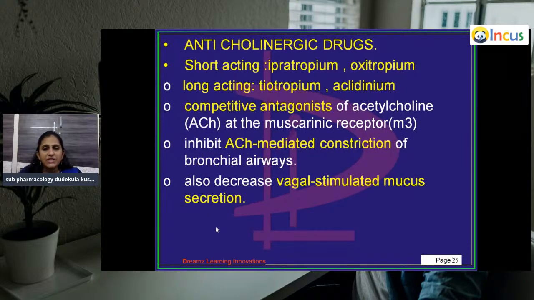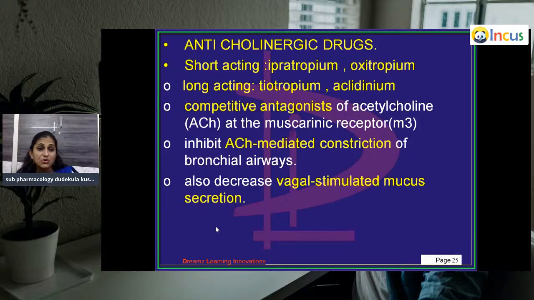Now comes the next drugs, that is antimuscarinic or anticholinergic drugs. The parasympathetic innervation present in bronchial smooth muscle acts through the M3 receptor. By blocking this M3 receptor, it causes bronchodilation and decreased mucus secretion. And it can be divided into short acting and long acting. This is one more important drug.